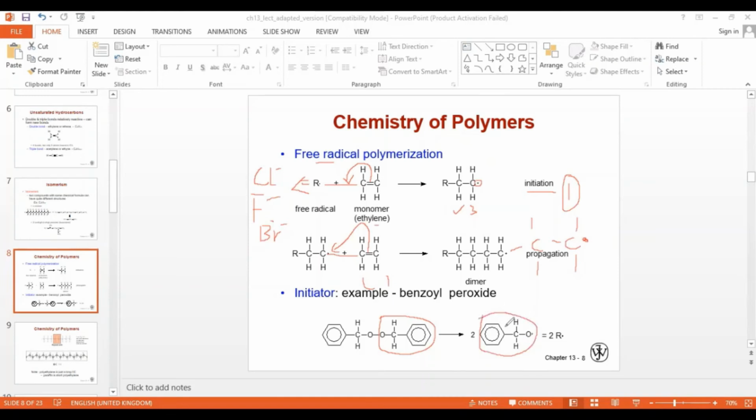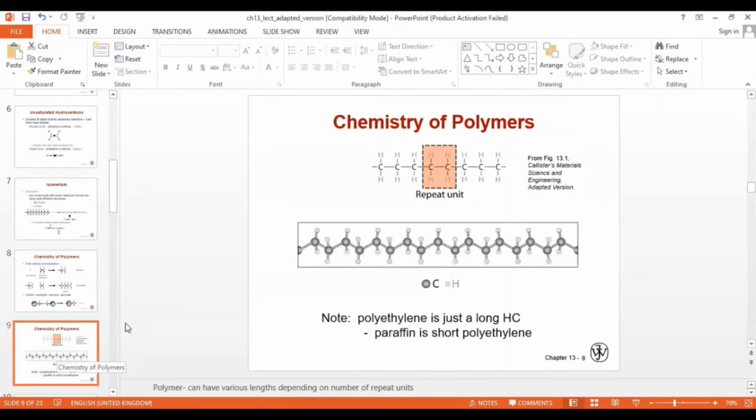This is a radical. I told you a radical can be anything, a chlorine or fluorine or benzene. Anything can be a radical. So now 2 into R dot. This all is considered as R and there's a dot, 2 R dot. This is a kind of illustration of how it looks. This I already told you, this is a repetition unit.